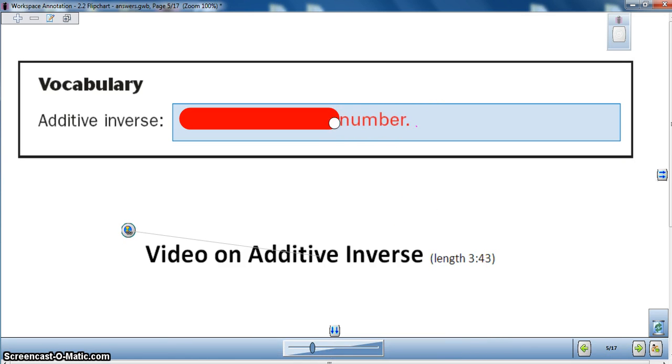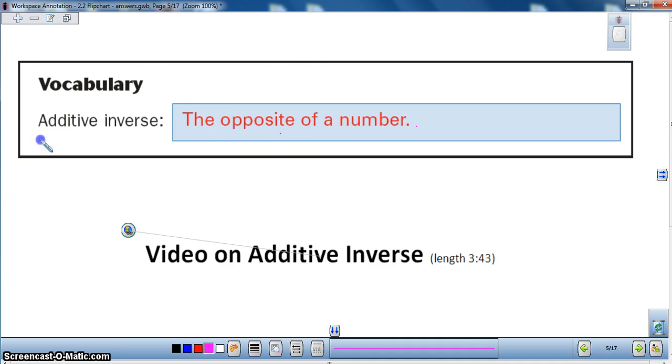I would like you to also add to opposites additive inverse. It means the exact same thing as the opposite. So if we think of the additive inverse of 2, the additive inverse is going to be negative 2. If I ask you for the additive inverse of negative 3, the additive inverse would be positive 3.